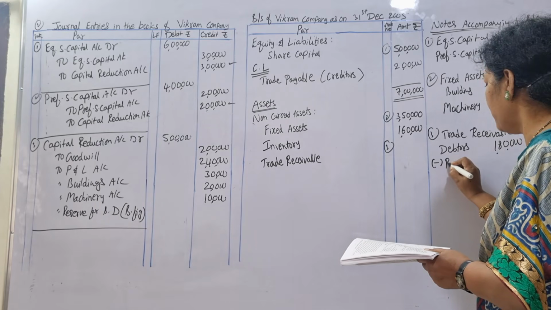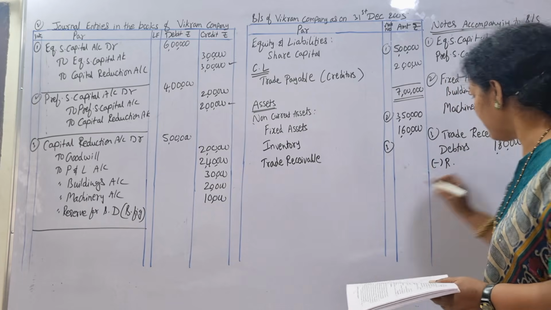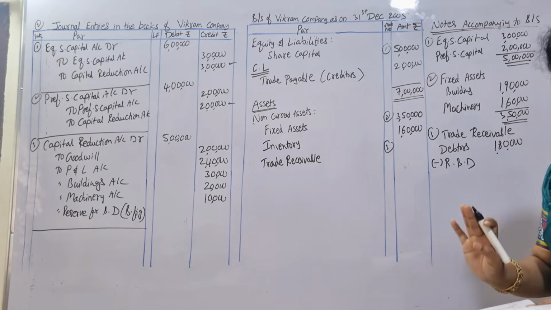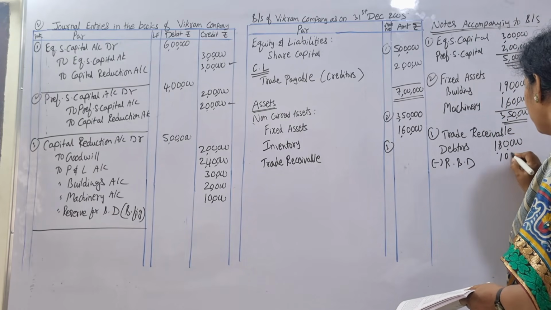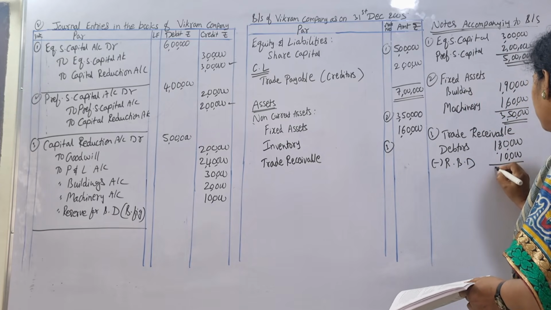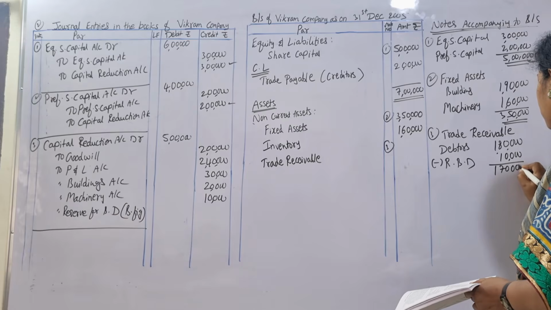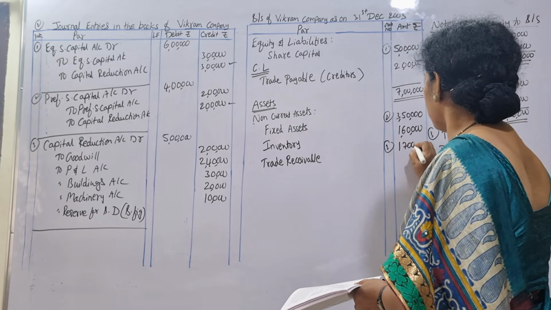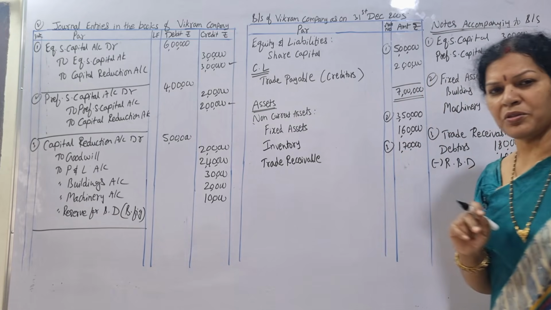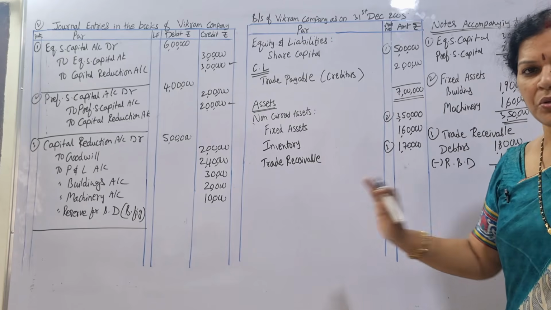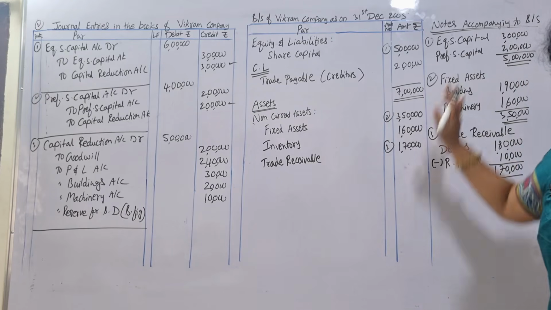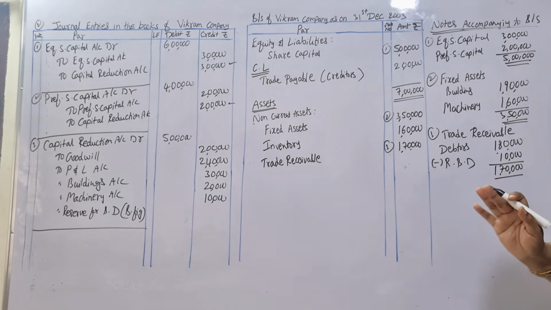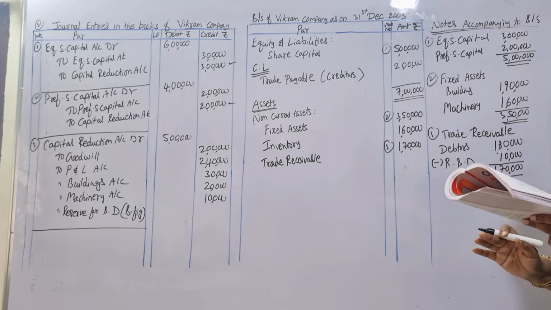Minus reserve for bad debts, RBD. How much is it? 10,000. Always we have to deduct that 10,000. So you are getting 1,70,000. This amount we will write here, 1,70,000. In company final accounts, we never do adjustments in the vertical balance sheet. Note number 1, 2, like this we will be showing related working notes. Okay, so this trade receivable is over.